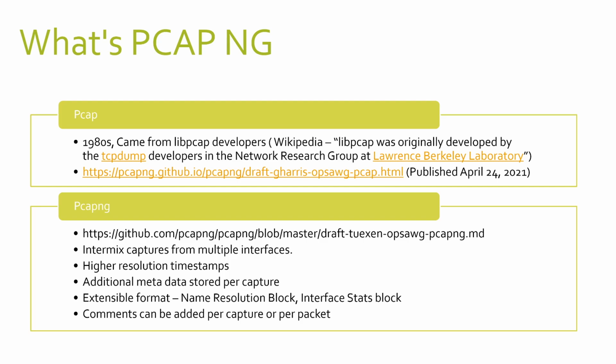Additionally, metadata is stored in the capture. This metadata is of various types. Now you have optional blocks to store the data within the blocks. The format is extensible, and it can even have custom blocks. Some of the very interesting blocks that are added are the name resolution block and the interface stats block. The name resolution block can carry DNS kind of data, the IP address to name mapping, and the interface stats block can carry other interface level statistics as well. Comments can be added on a per capture basis or a packet basis.